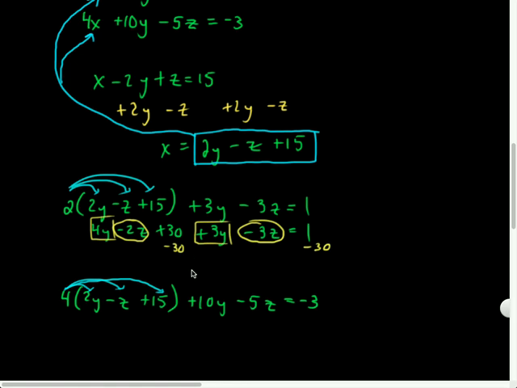So let's see, what would I get? I'd get 7y. How many z's do I have? Negative 5z equals negative 29. So there's one of my new 2 equations. I'm not done yet, though.